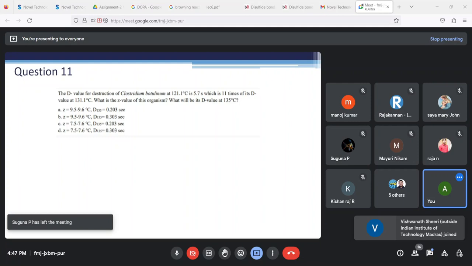Any clue what the Z value is here? So Z value is the temperature required to reduce the D value by 1/10. If you plot a graph between D and temperature, the slope will be the Z value. This is understood?